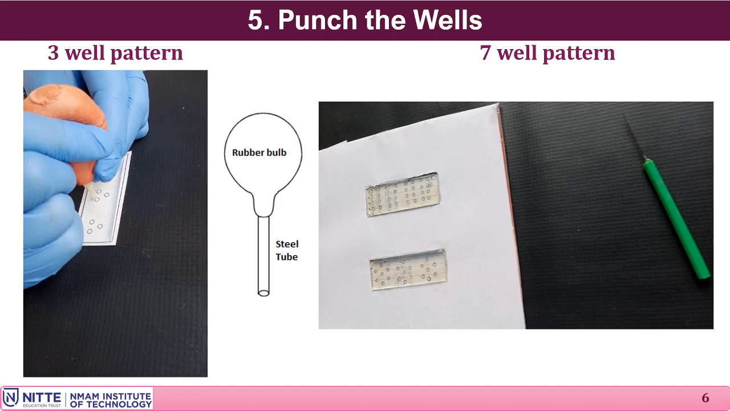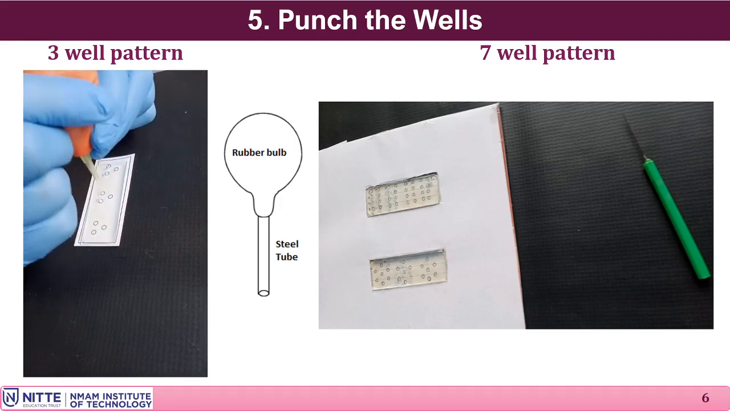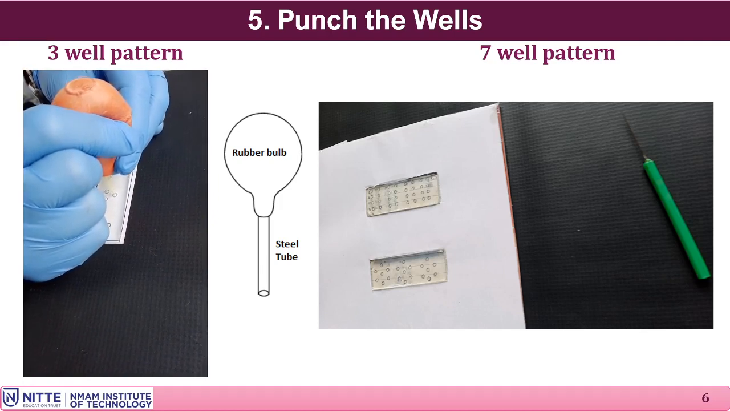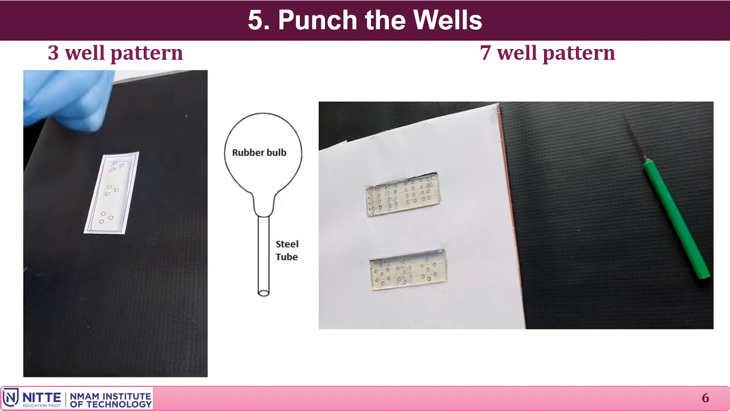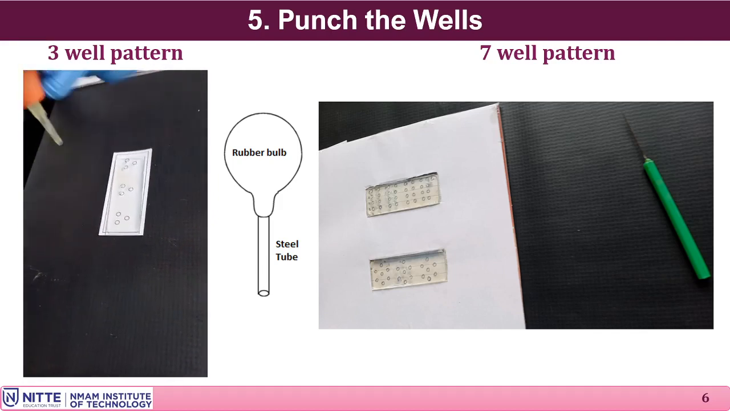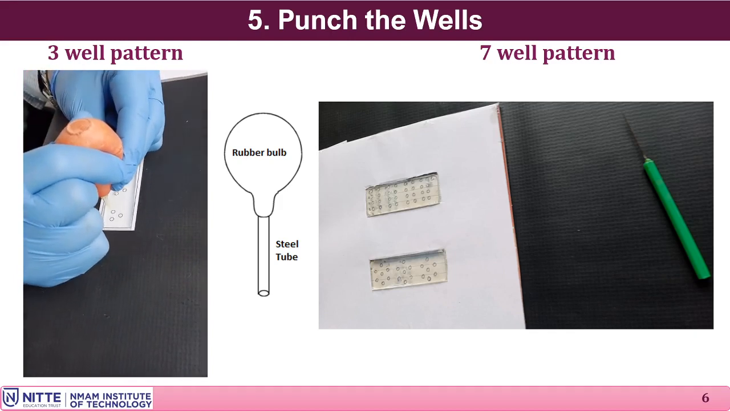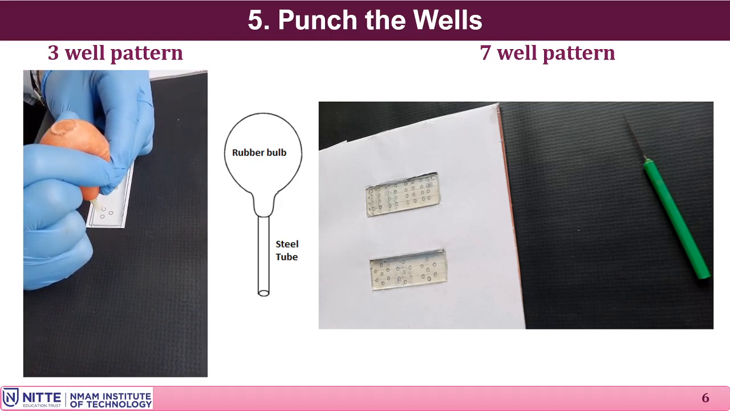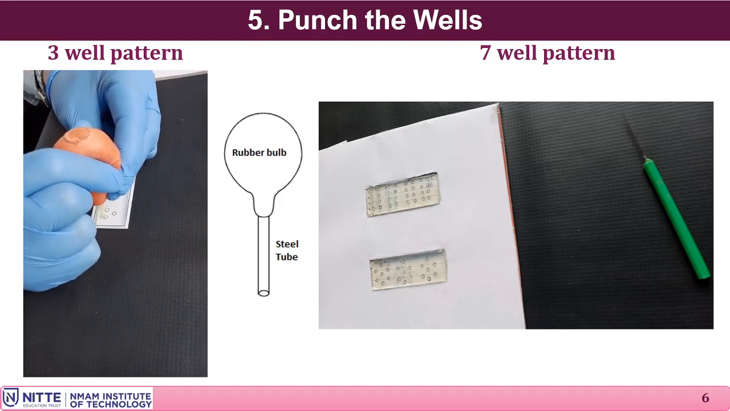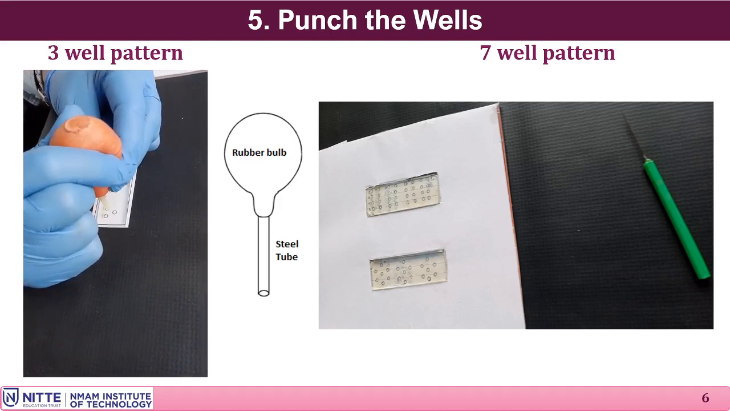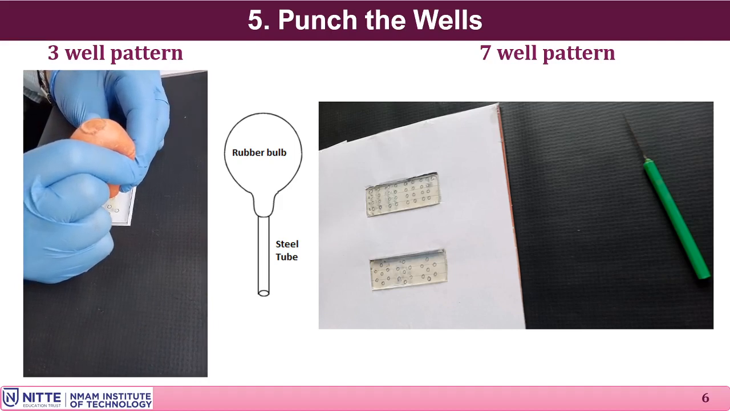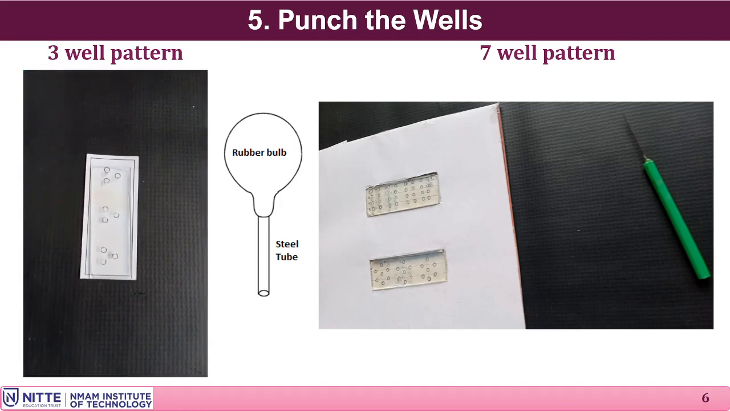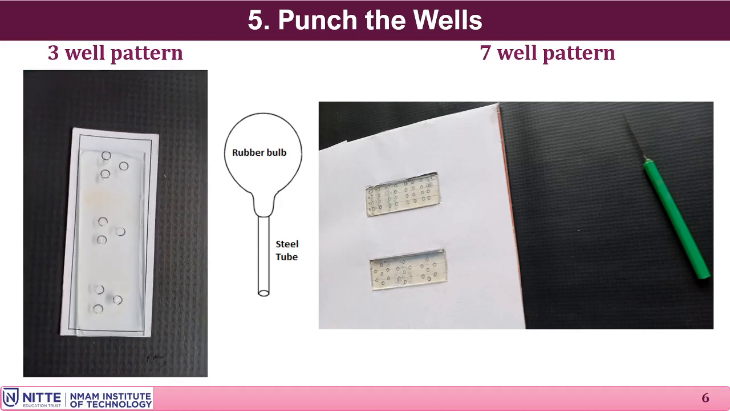In the center, the rubber bulb with the steel tube is shown. Now we are using an improvised punch that is made up of rubber bulb with attached micropipette tip, and that micropipette tip is cut at the tip so that you will get approximately 3 millimeter diameter wells. By gently pressing the rubber bulb, press the tip to the agarose and suck off the agarose.